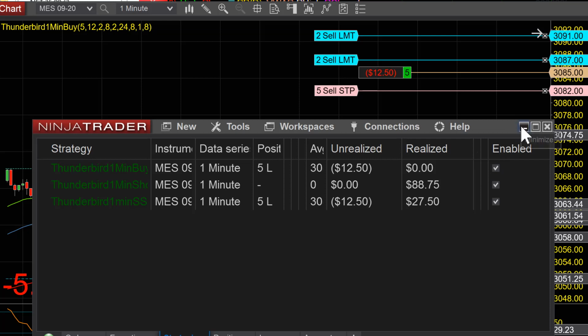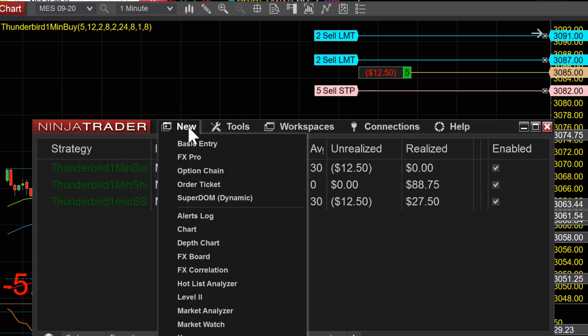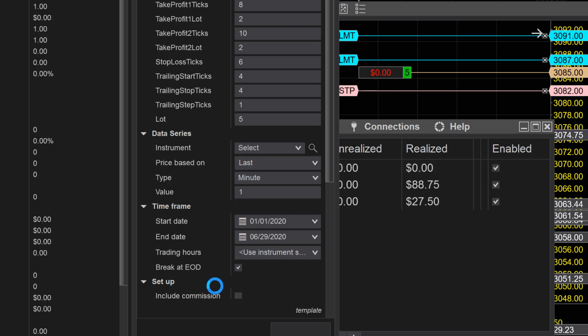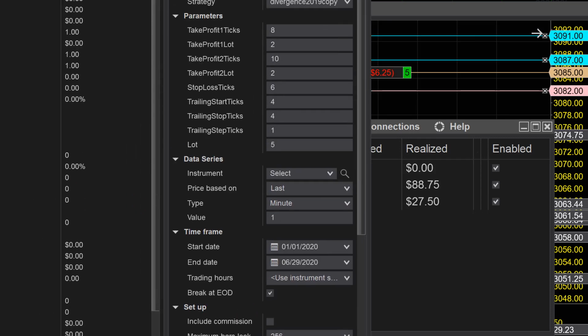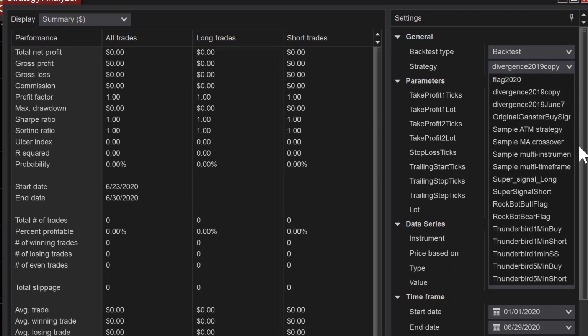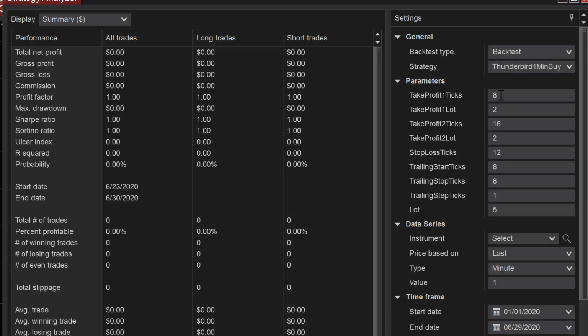So what I want to show you here. We open that up, go to New, and go to Strategy Analyzer. We're going to bring the Strategy Analyzer over here, and I want to reach down here. Now I saved this as, I changed this, so it's going to be the Thunderbird 1 minute buy. And the parameters, I'm just going to leave the parameters as they are.